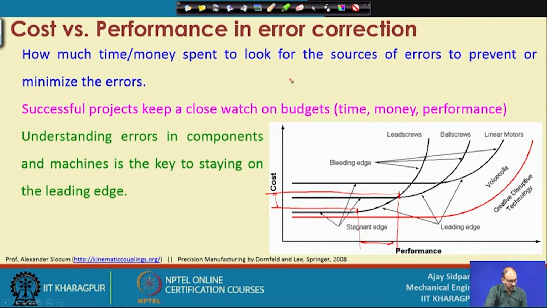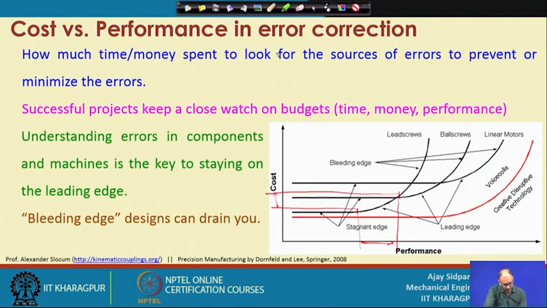But if you go with the last one, the bleeding edge designs can drain you, that means you have to spend more cost and time, and you will get a very small amount of performance increase. So, this is what that thing is.